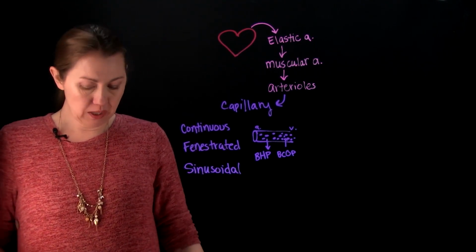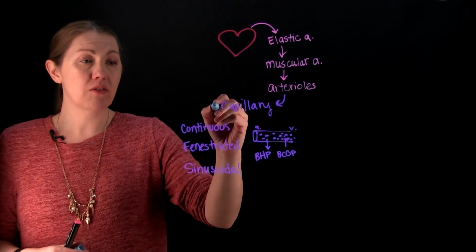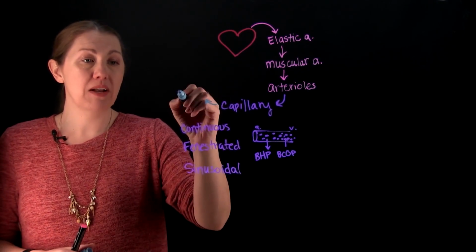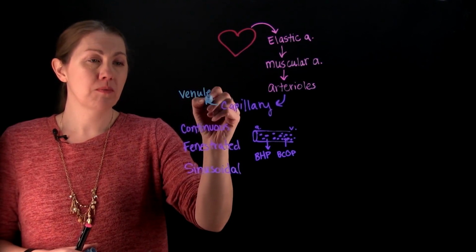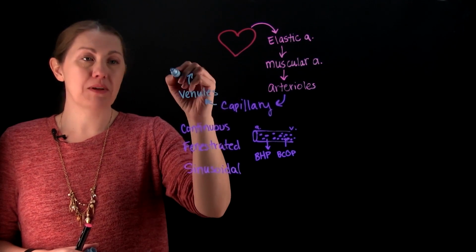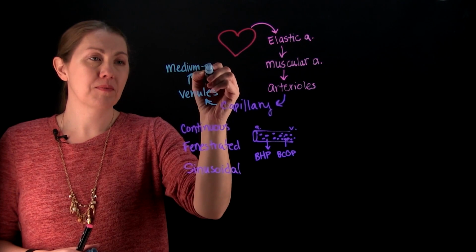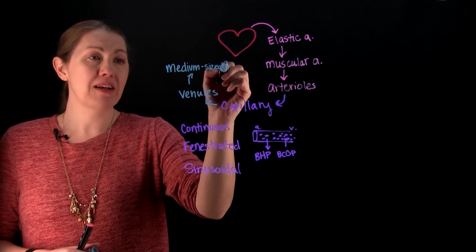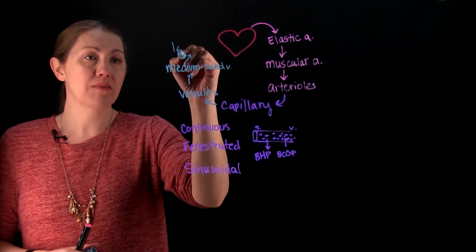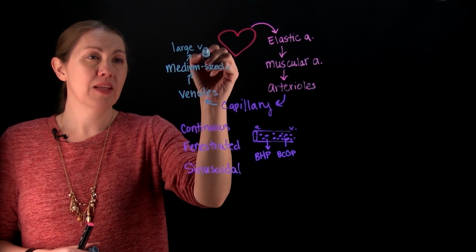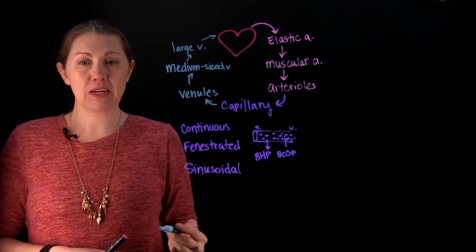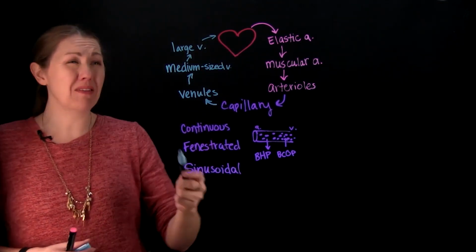Now we're going to start working our way back to the heart. And so we're going to pick it up on the venous end with venules. And they're really creative on the names here. Then we'll have medium-sized veins. Then we're going to go to large veins, and that would be like a superior and inferior vena cava. And then back to the heart. So that's your basic flow.